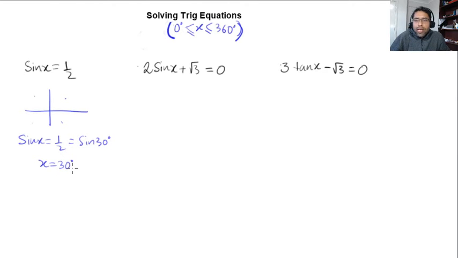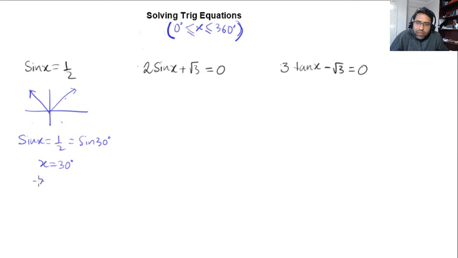That's the solution. But now we know that sine x equal to half is a positive value, and sine could be positive in the first quadrant and also in the second quadrant. If you remember correctly, it is "All Students Take Chemistry." So the first quadrant is all positive, and in the second quadrant only sine is positive. So sine is positive in the first two quadrants, which means our solution could be in these two. So what is the solution in the second quadrant?